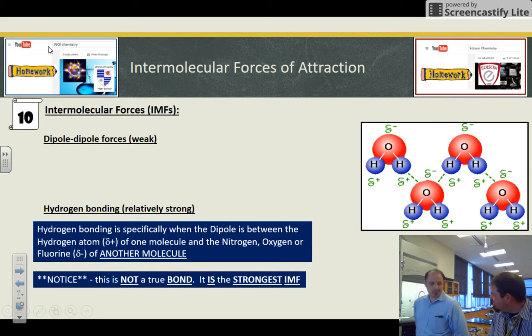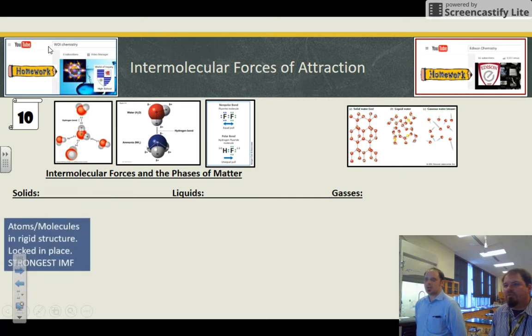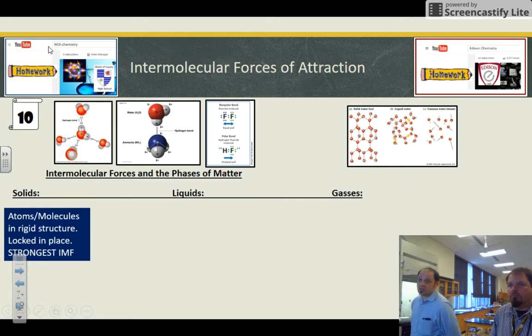It sounds like it should be a true bond, doesn't it? Right. It sounds like hydrogen is bonded to something. And it's, well, not. It's not. It's just attracted, really, really attracted to something else. Right. So, intermolecular forces in the phases of matter.